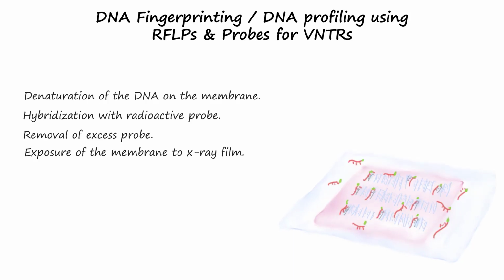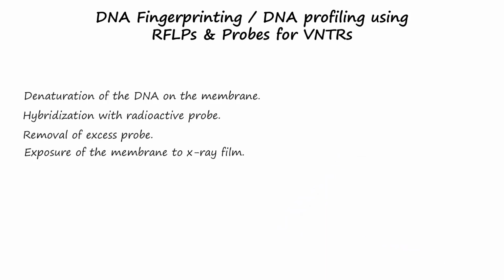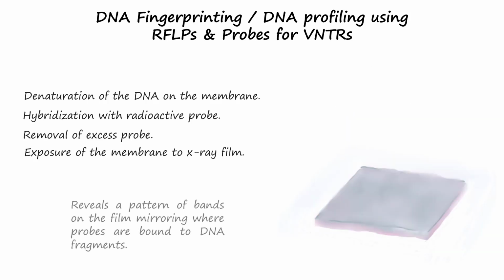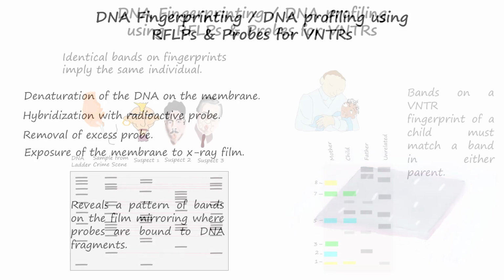After hybridization, the excess probe is removed, and the membrane exposed to X-ray film if radioactive labeled probes are used. Since the radioactive tags on the probes emit radiation that react with the film, bands will be seen on the X-ray film mirroring where probes are bound to DNA fragments.